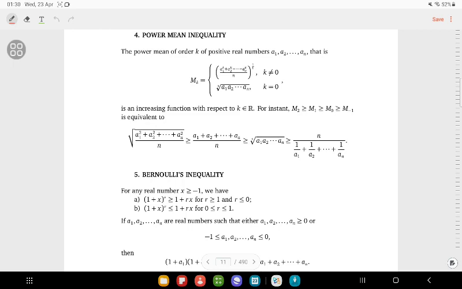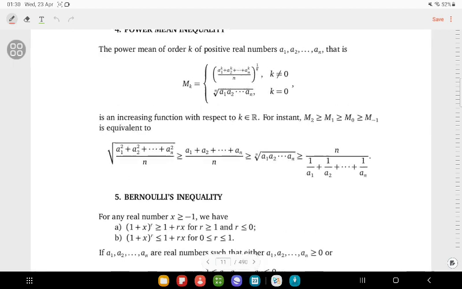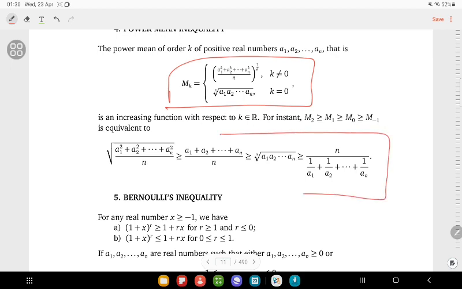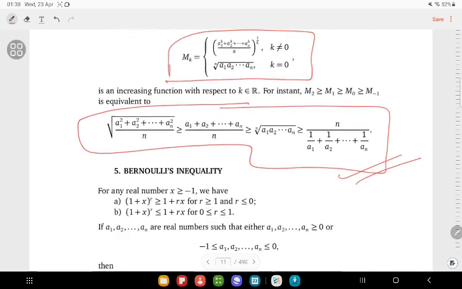The fourth one is the power mean inequality. It says that the power mean of order k of positive real numbers, that is Mk, is an increasing function. So this situation will hold. We will see in the questions how we are going to use this.